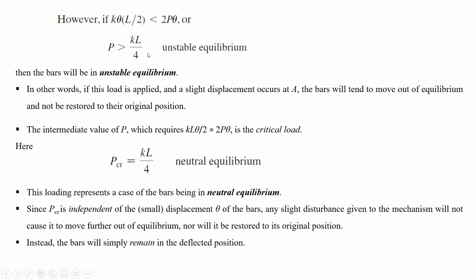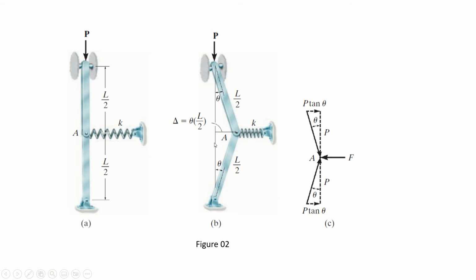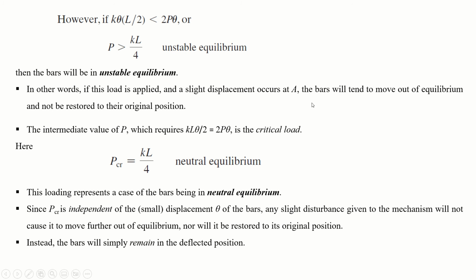So basically KL by 4 is a criterion. Now we will talk about this criterion. In other words, if this load, KL by 4, is applied, and a slight displacement occurs at A, as you know this is A, right? The bars will tend to move out of equilibrium and not be restored to their original position. So the bars will be in unstable equilibrium and will never come back to their original position.